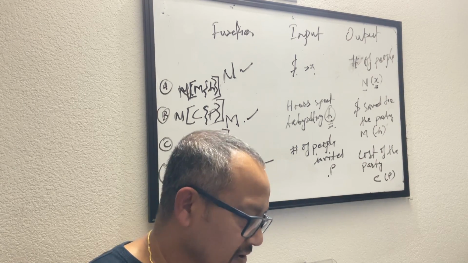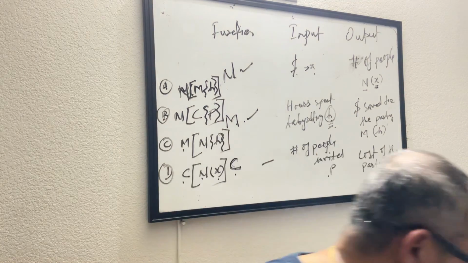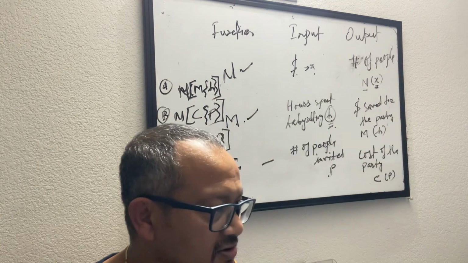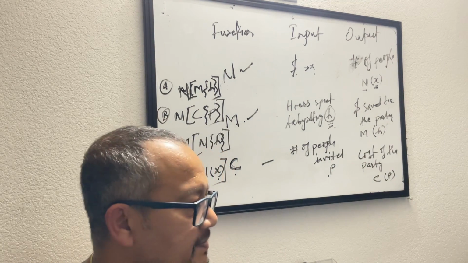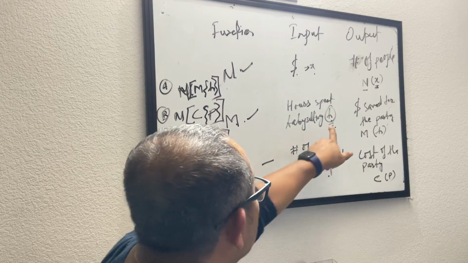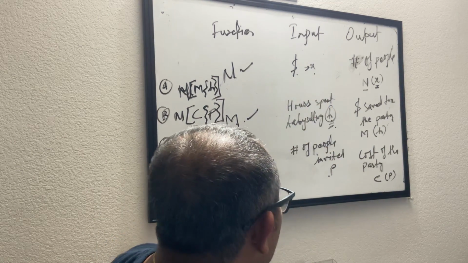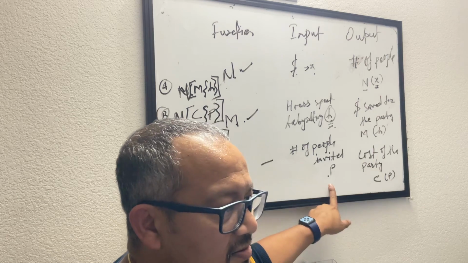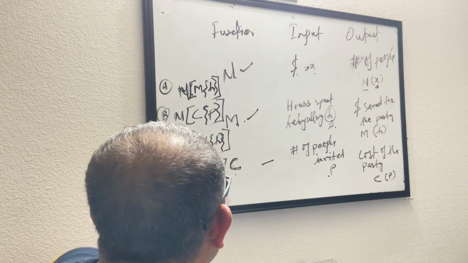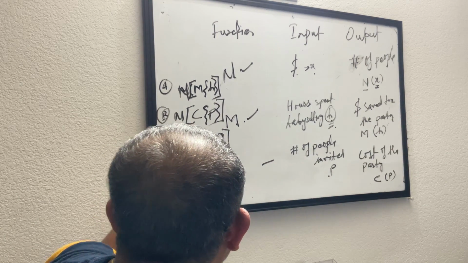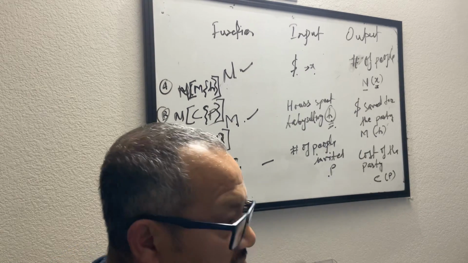I know a lot of words, and this is where it gets tricky in the exam also. But that says m of h. M of h, n of x, c of p. Wait, what does the second one say? N of m of h? I'm sorry, the third one. Third one, m of n of h. M of n of h?